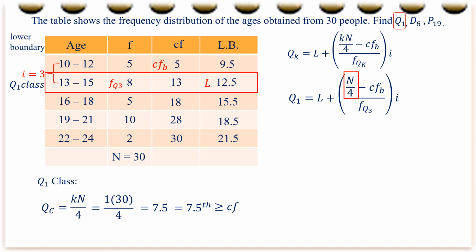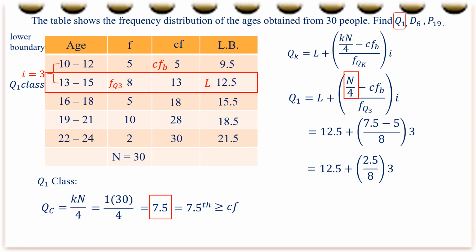Then substituting all the values, n over 4 we already computed. So we have 12.5 plus 7.5 minus 5 divided by 8 times 3. Simplifying further, we get 12.5 plus 2.5 over 8 times 3, which is equal to 12.5 plus 0.9375. And then Q1 is approximately equal to 13.44.